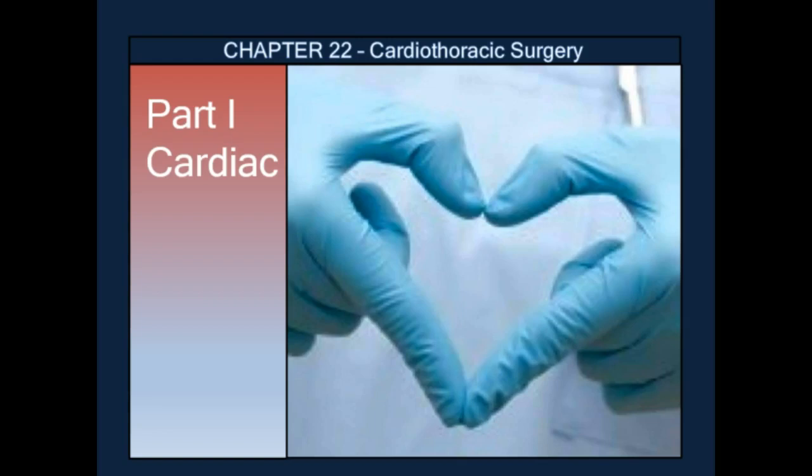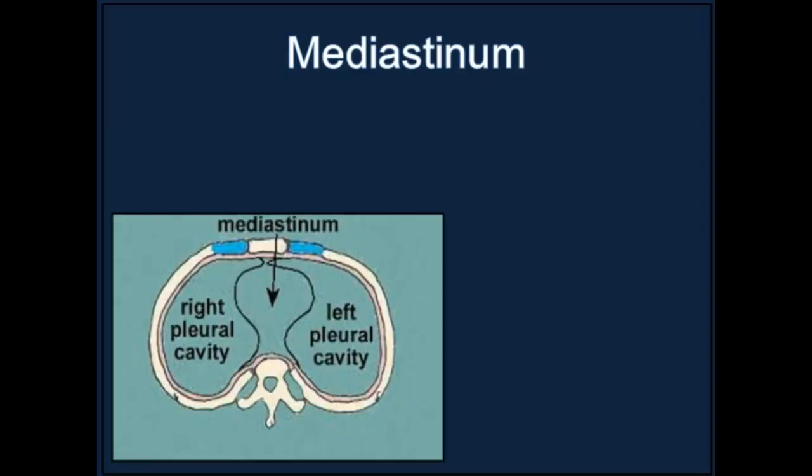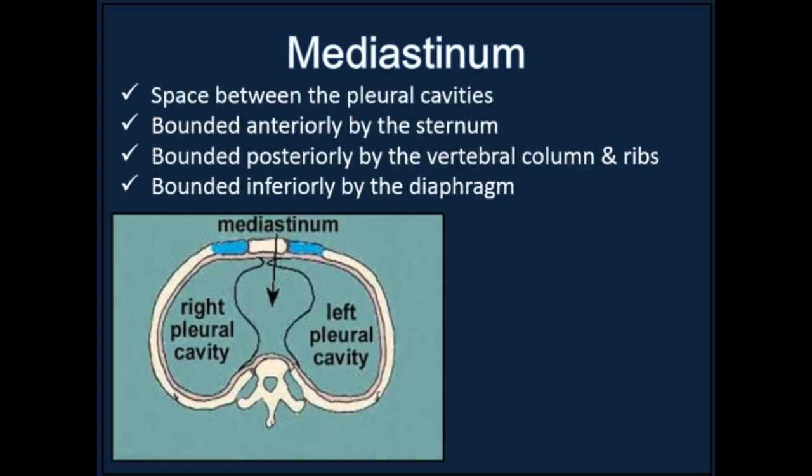The mediastinum is the space between the right and left pleural cavities. It is well protected by the sternum, ribs, and vertebral column. The diaphragm, which is the principal muscle of respiration, is what separates the mediastinum from the abdominal region below.